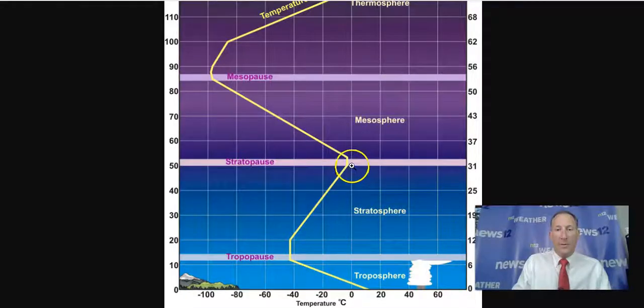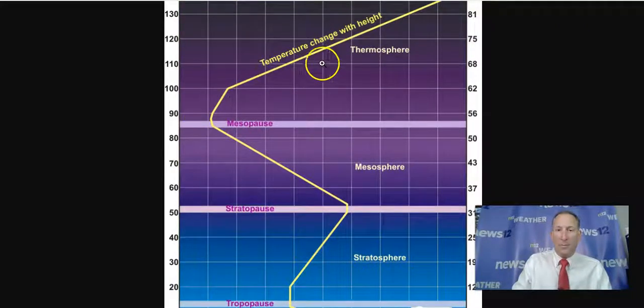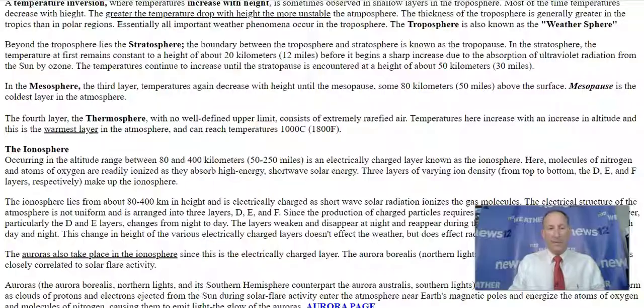So in the mesosphere, temperature decreases all the way to the mesopause. The mesopause is the coldest layer, and in the thermosphere, the temperature starts to increase. Okay, so the mesopause is the coldest. The thermosphere, there's no upper limit to it, but it's the hottest layer. The temperature gets up to 1,000 degrees Celsius or 1,800 degrees Fahrenheit. That is really, really, really hot.